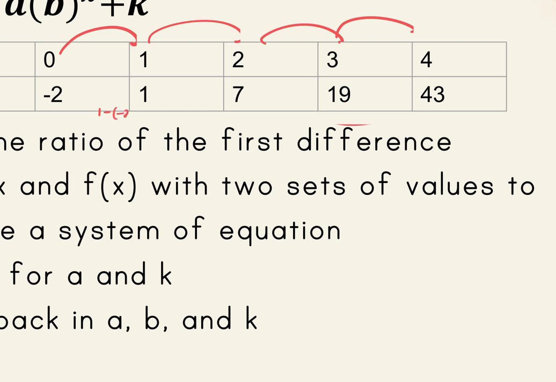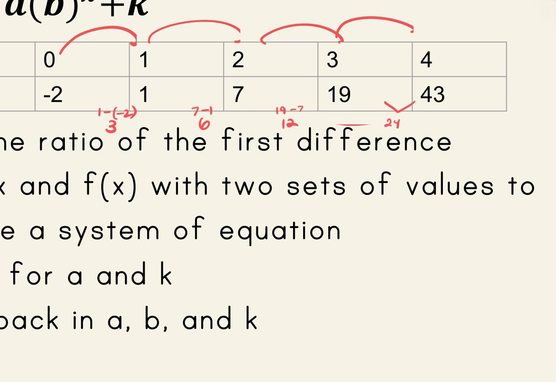1 minus negative 2 would be 3. 7 minus 1 would be 6. 19 minus 7 would be 12. And look at the pattern that's forming with my differences. What do we think the next difference is going to be? 24. 43 minus 19 is 24.